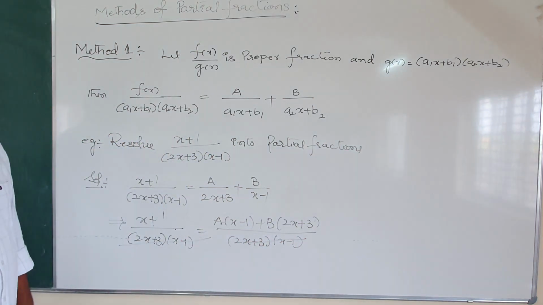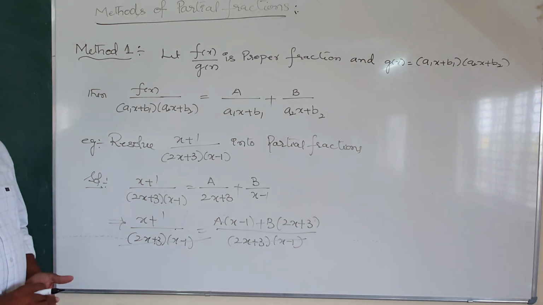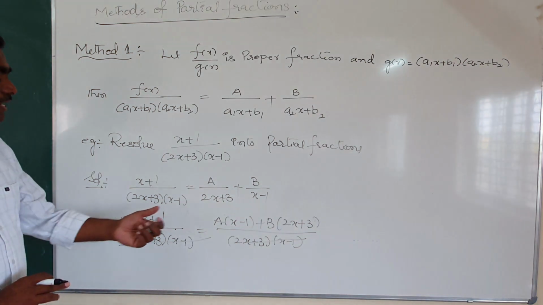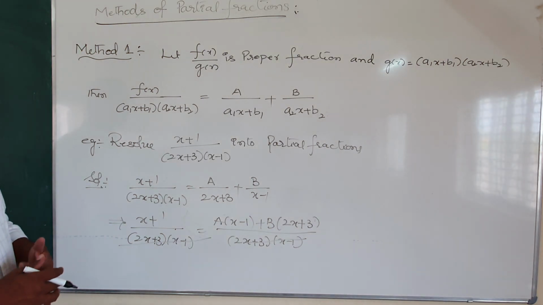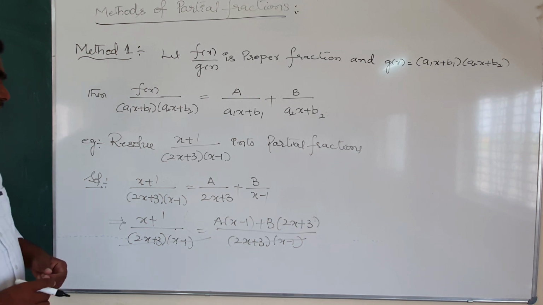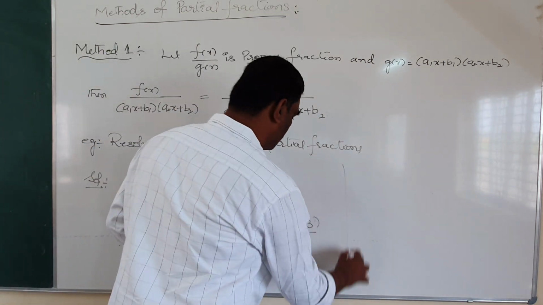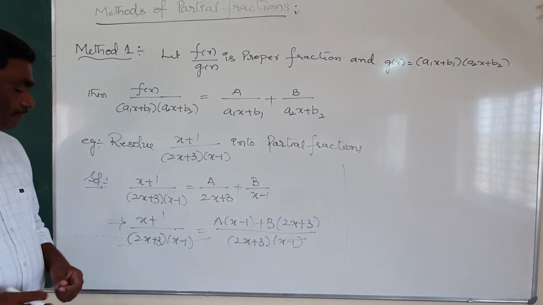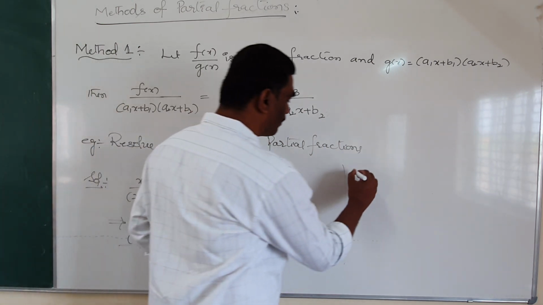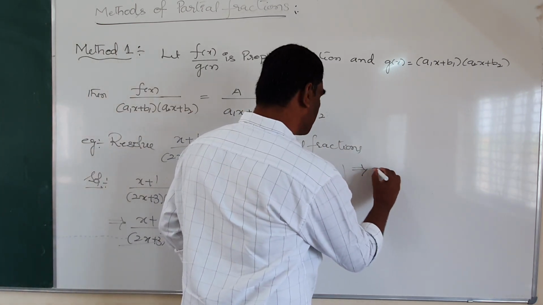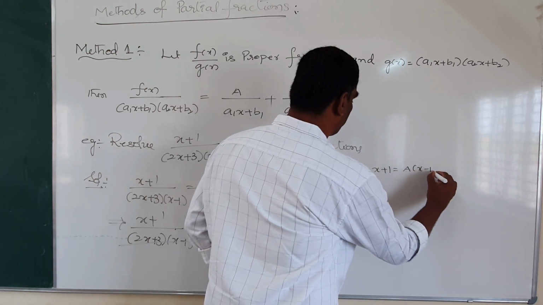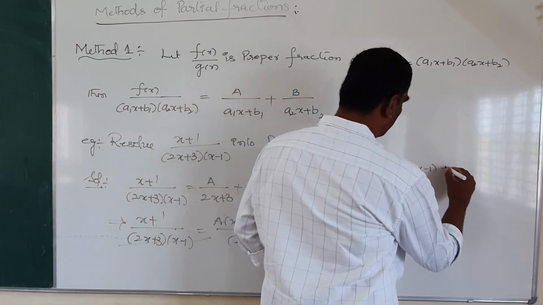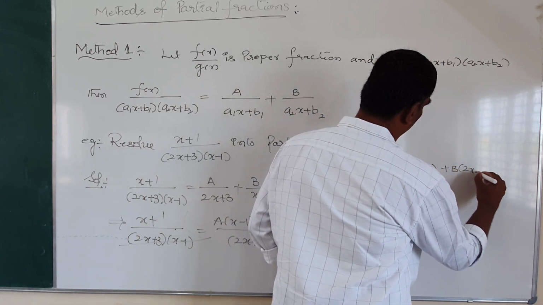The denominators of both sides will be cancelled. By comparing the left and right hand sides, we can get the values of capital A and capital B. Otherwise, we can substitute some values for x to get the values of A and B. So x + 1 = A(x − 1) + B(2x + 3).